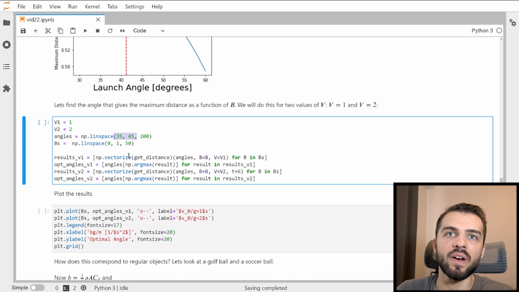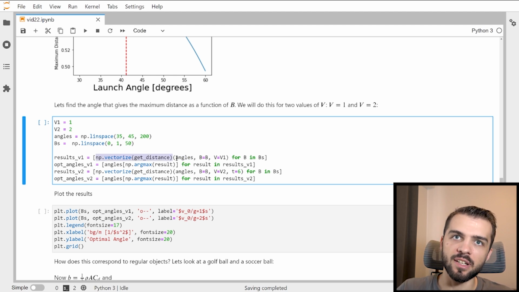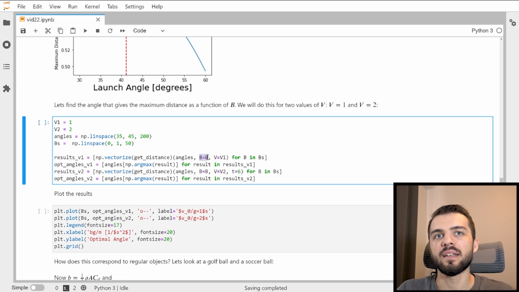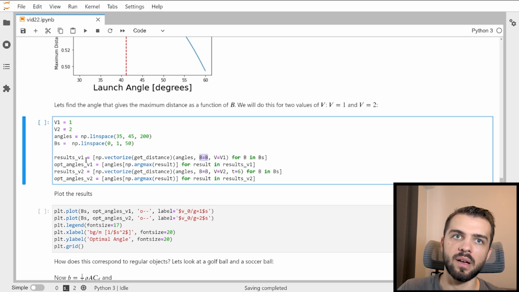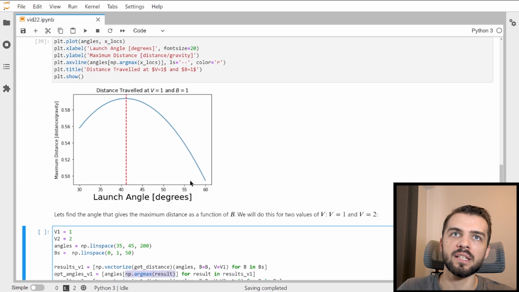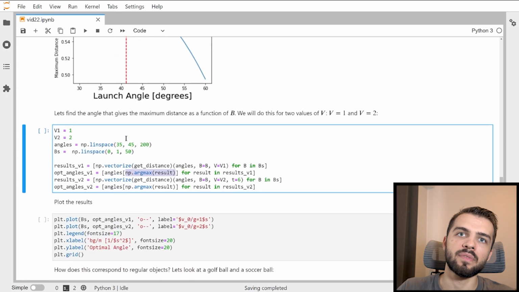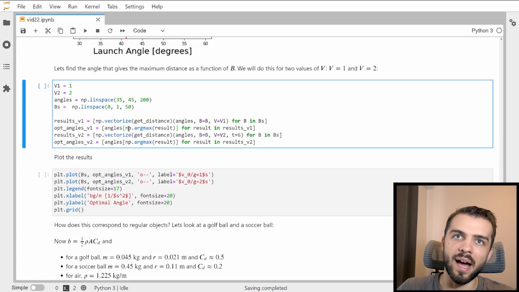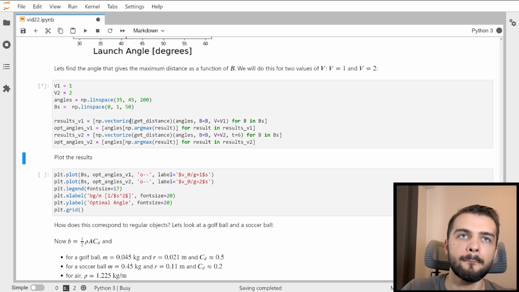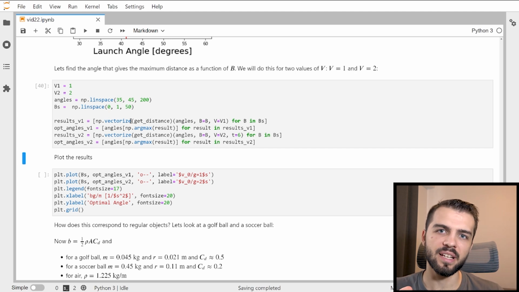So what I can do is I can vectorize this get distance function. What the vectorize does is it will create a for loop over get distance, and it'll plug in all these different values of the angles and all the different values of b. And then we'll get a bunch of different results. Then we can look at the optimal angles by saying we want the angles for the maximum result, right? So we'll get a bunch of arrays that look like this that we've plotted here. And I want to find the angle that corresponds to the maximum of that array. And that's what I'm doing, the angle that corresponds to the maximum of the array. And so I'll get it for the first velocity and the second velocity. Okay, so it takes about 30 seconds to run.